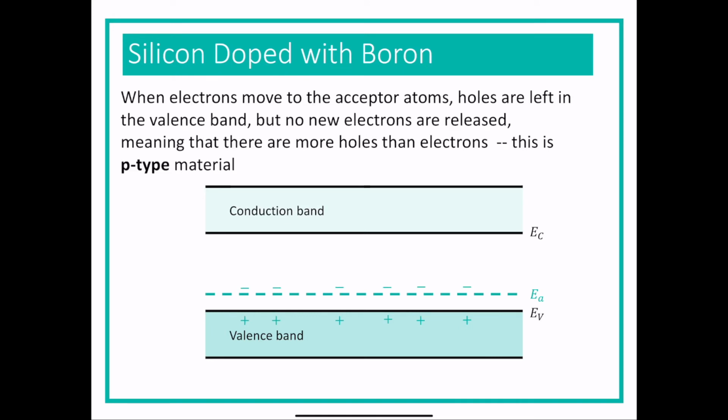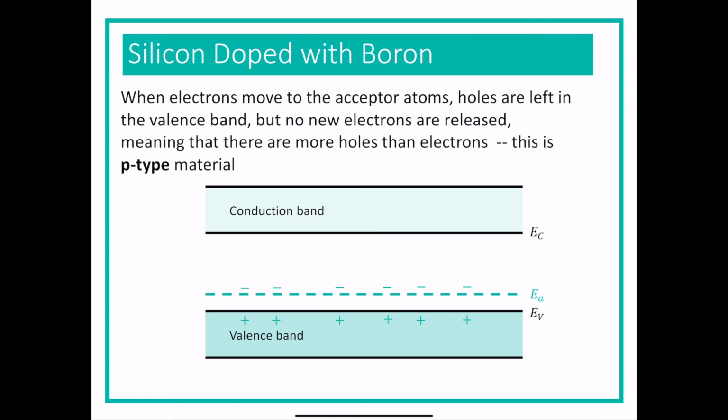And no new electrons are made, so now we have more holes than electrons. And we have p-type material, which are the only two types that we will have in here. But boy, you can do a lot with n-type and p-type material.